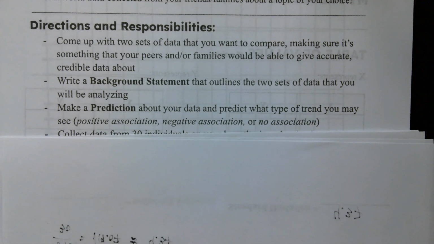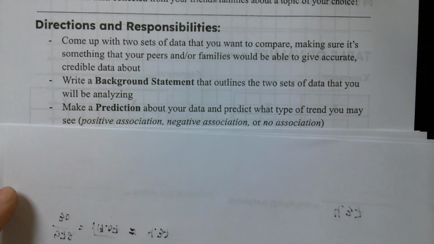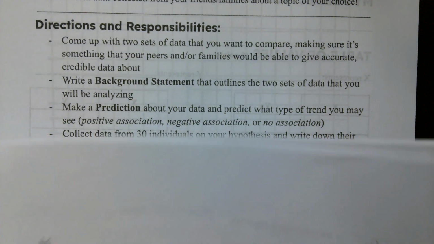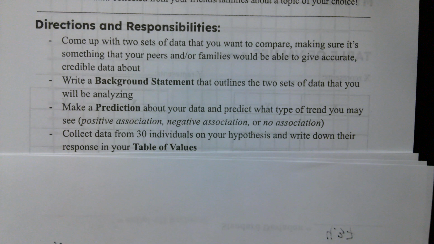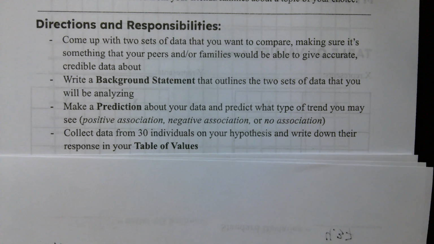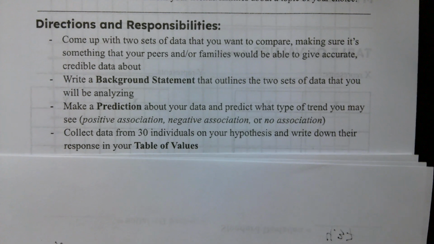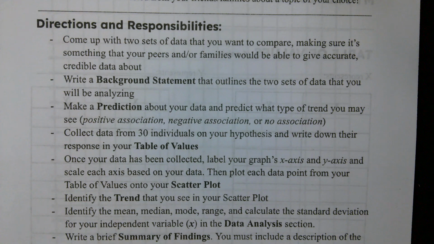You're going to make a prediction about your data, predict what type of trend you're going to see: positive association, negative association, no association. You're going to collect data from 30 individuals. There's 36 people in class, so technically everyone could do it in here. Whatever it is that you pick, you're going to write all that information on your table of values, okay?